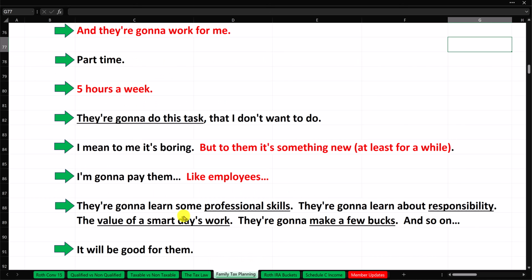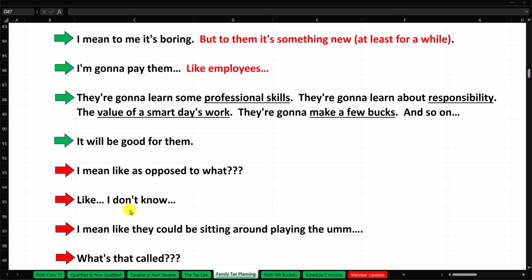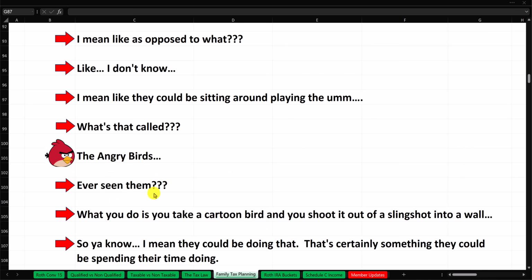They're gonna learn some professional skills, they're gonna learn about responsibility, they're gonna learn about the value of a hard day's work, they're gonna make a few bucks, and so on. It'll be good for them. I mean, as opposed to what? Well, I don't know. They could be sitting around, playing with the, what's that called again? The Angry Birds. Ever seen them? What you do is you take a cartoon bird and you shoot it out of a slingshot into a wall. So, they could be doing that, right? I mean, that's certainly something you could be spending your time doing.